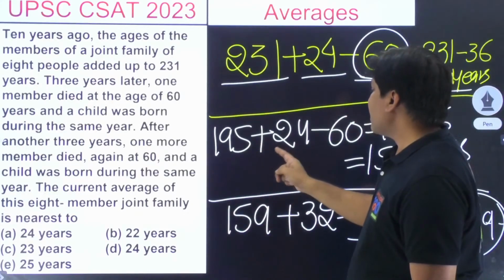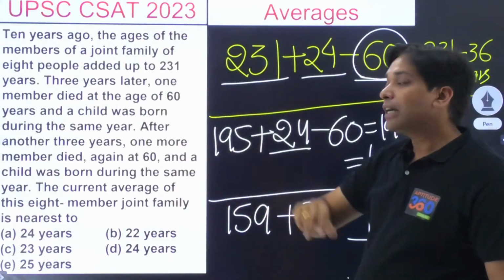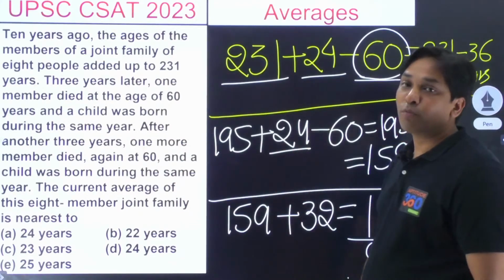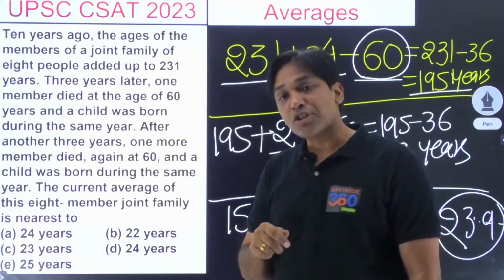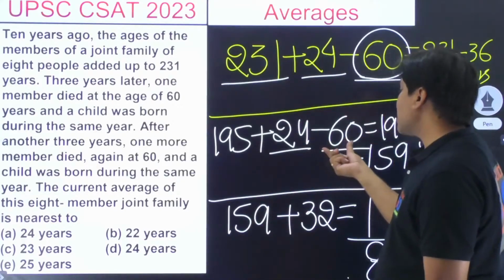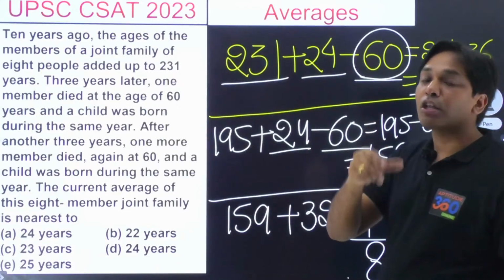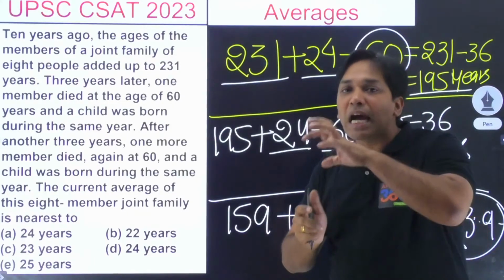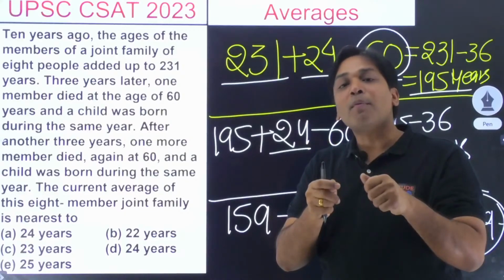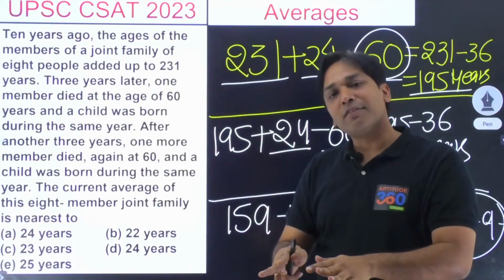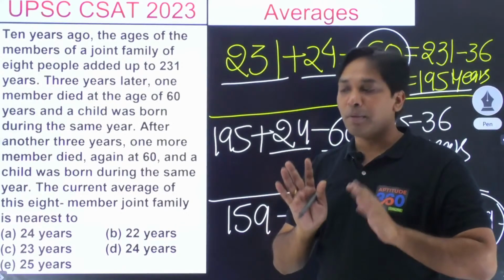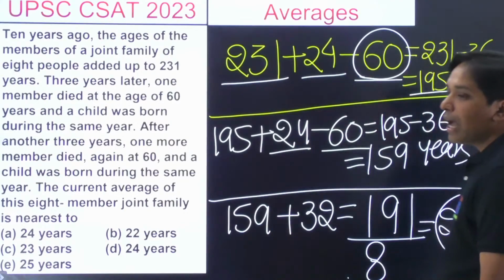And then 195 for 3 years further down the line. So you will be adding 24, but then you will have to subtract 60. Why is that you have to subtract 60? Because another person is dying and one person is taking birth. So if the problem is telling you that another person is taking birth, problem आपको यही hint दे रहा है कि number remains unchanged. So there are 8 members in the family, so you will be having only 8 members, right? I hope you have understood this.